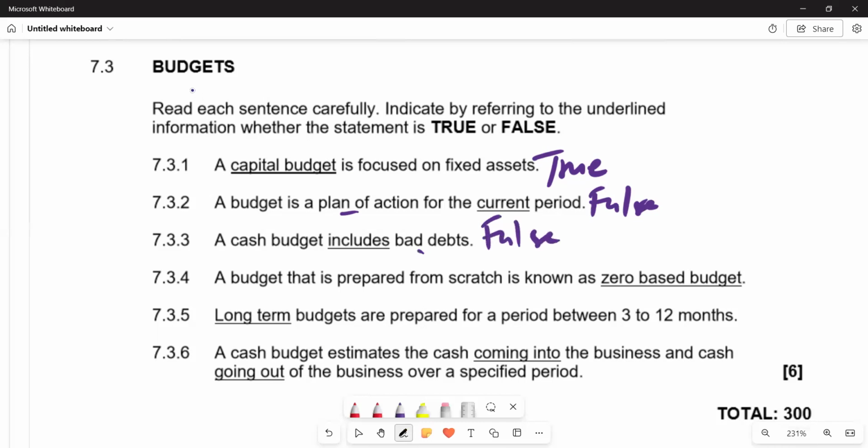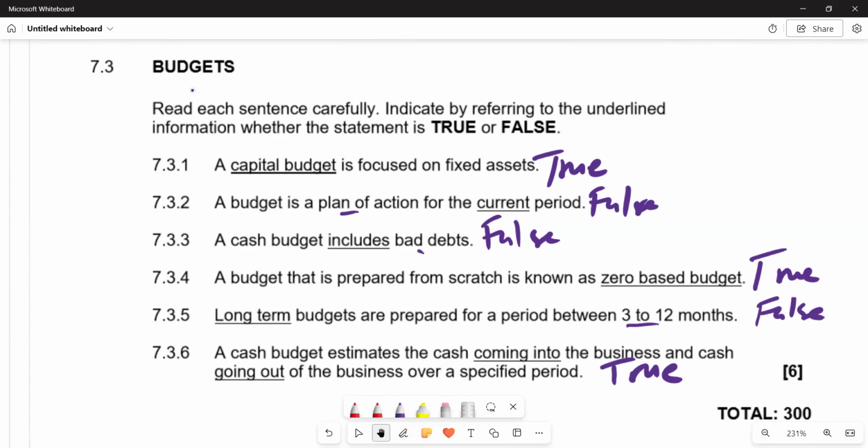Then 7.3.4, a budget that is prepared from scratch is known as a zero-based budget, which is true. And then 7.3.5, long-term budgets are prepared for a period between 3 to 12 months. This is not long-term but short-term because of the period. Remember, long-term budgets are usually from 3 years to 10 years. So this one is false. And then 7.3.6, a cash budget estimates the cash coming into the business and cash going out of the business over a specified period. So you see that this is the right explanation of a cash budget, so it becomes true.